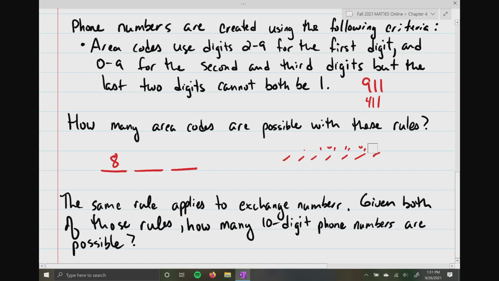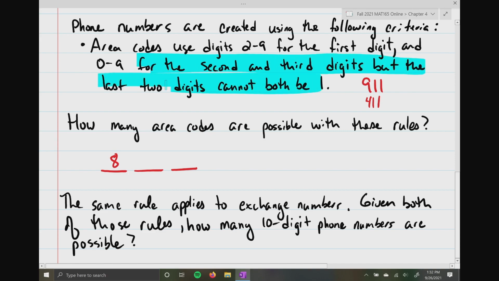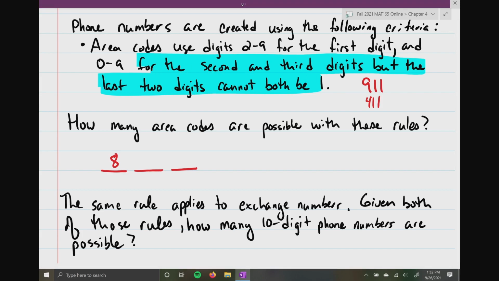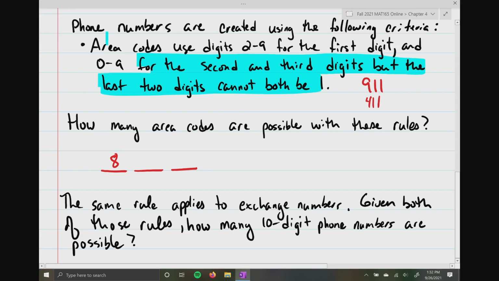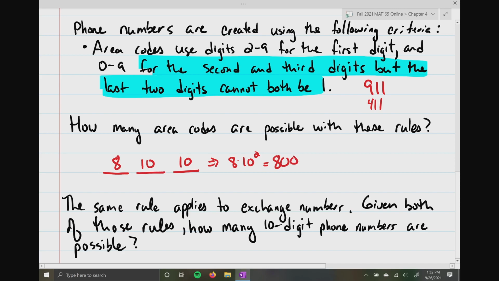All right. Now, for the next 2 digits, there is a rule that we need to apply. And I'm going to highlight the rule here. So the rule says for the second and third digits, both of them cannot be 1. All right? So what I'm going to do here is I'm going to assume that they're allowed to be 1. So in that case, you have 10 options for the second digit and then 10 options for the third digit, okay? So as it looks right now, because I assumed that 1 is allowed to be there, we're going to have 8 times 10 to the second power, or 8 times 100, which is 800 ways, okay?